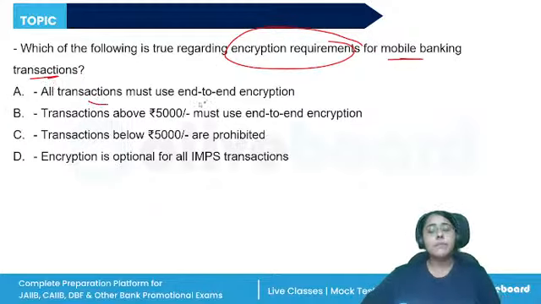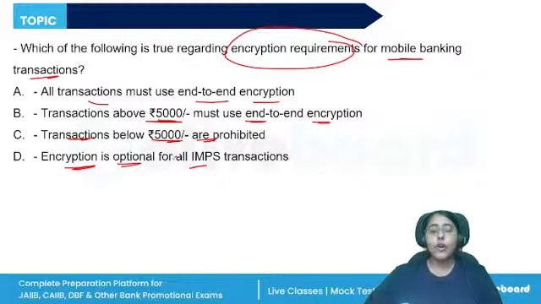All transactions must use end-to-end encryption. Transactions above 5,000 rupees must use end-to-end encryption. Below 5,000 rupees transactions are prohibited. Encryption is optional for all the IMPS transactions.